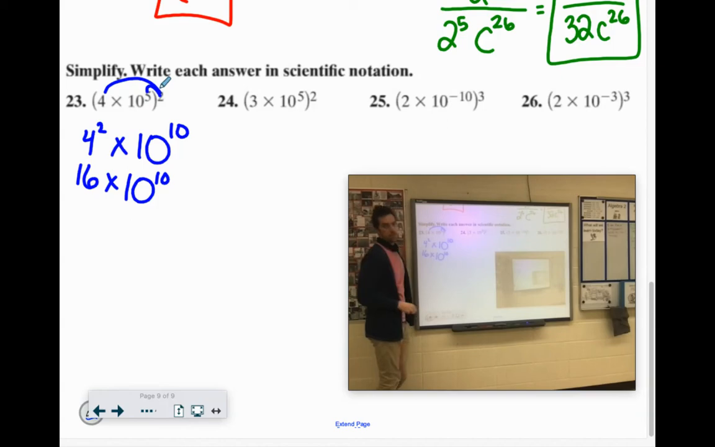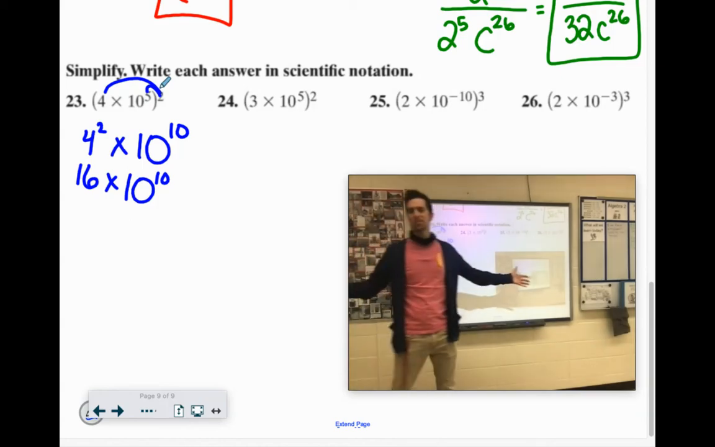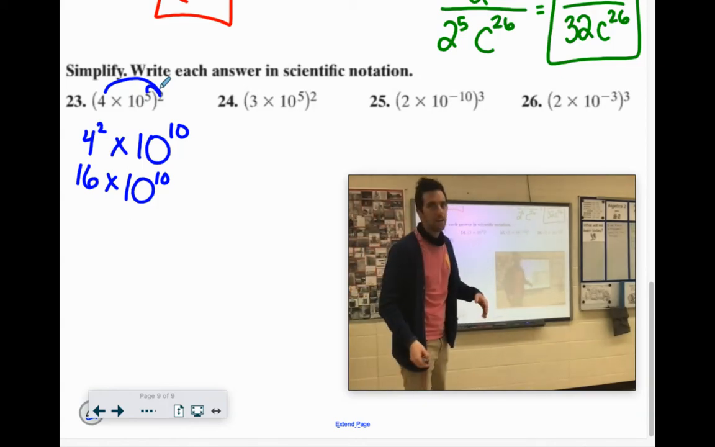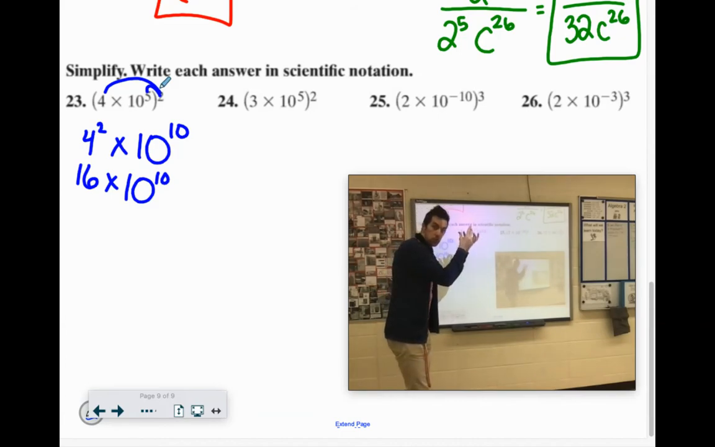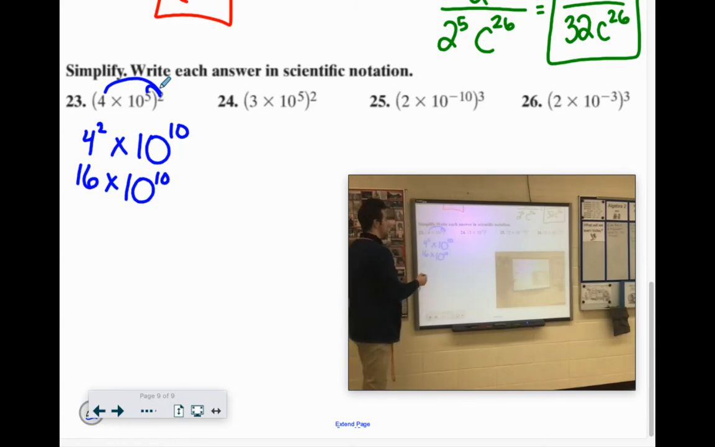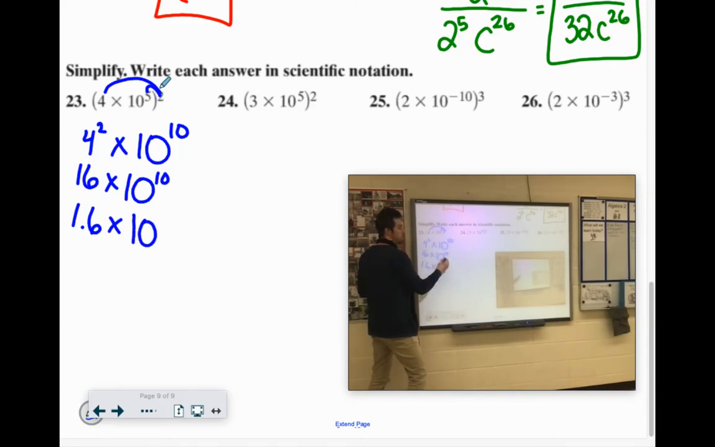Does that work for scientific notation though? No, because the first number has to be between 1 and 10. So remember, if you have to make one smaller, you have to make the other one larger. So we're going to have to make the 16 1.6. We made it smaller, so we'll make the exponent larger. Larger than 10 will be 11.